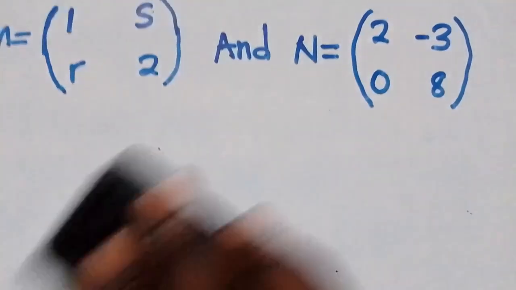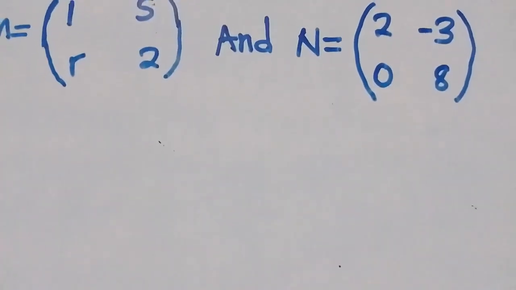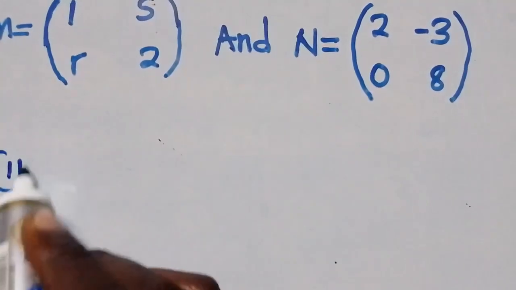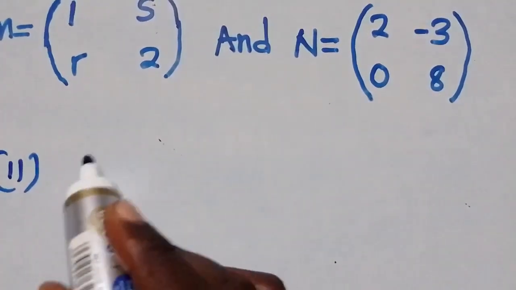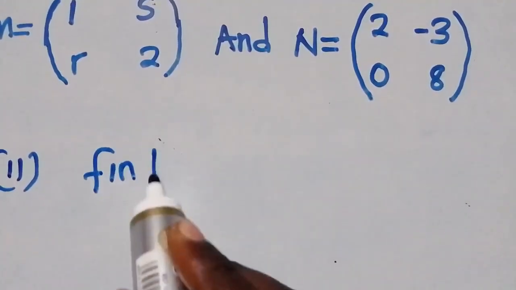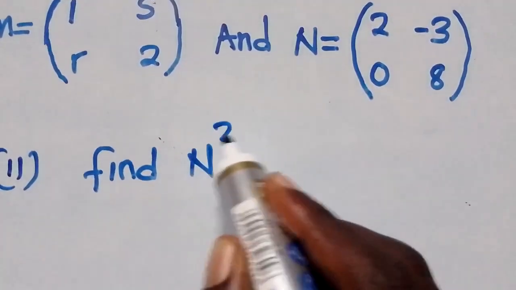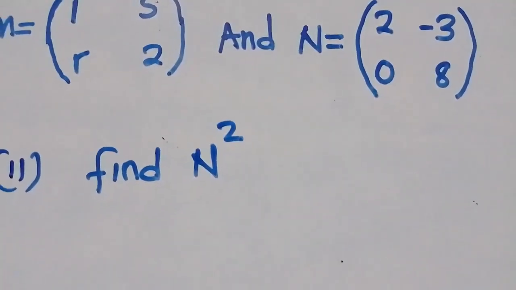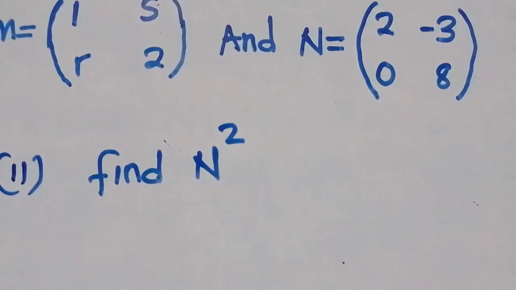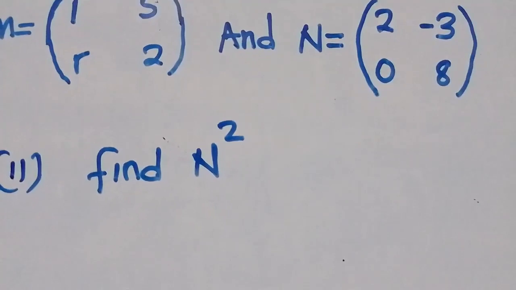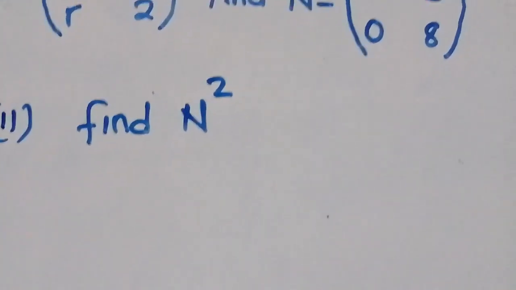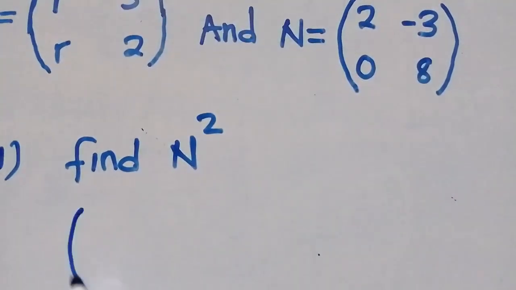So the next question, which is question 2, is saying you are just told to find n squared. How can you find n squared? It means you get the matrix n, then you just square it. Have you seen? You just square it. So this is what you are going to do. You get the matrix n, and you do it here.